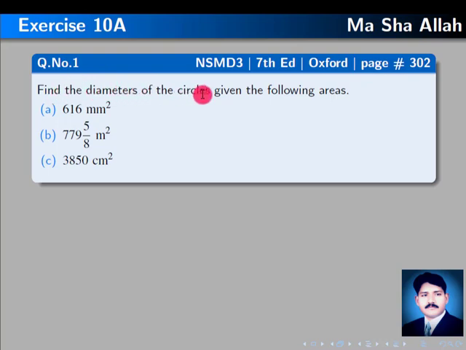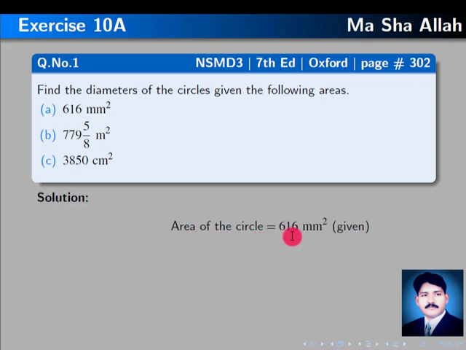Find the diameter of the circles given the following areas. Part A, 616 millimeter squared. Part B, 779 and 5/8 meter squared. Part C, 3850 centimeter squared. Let us solve part A.